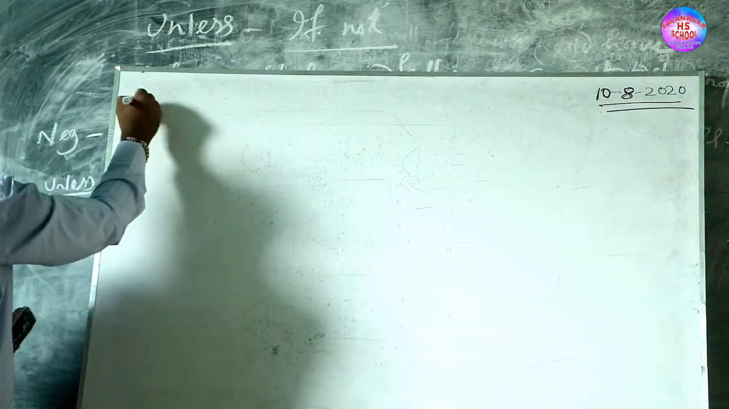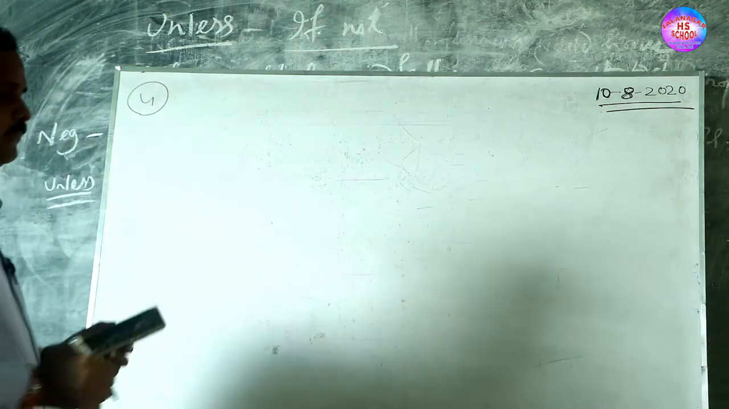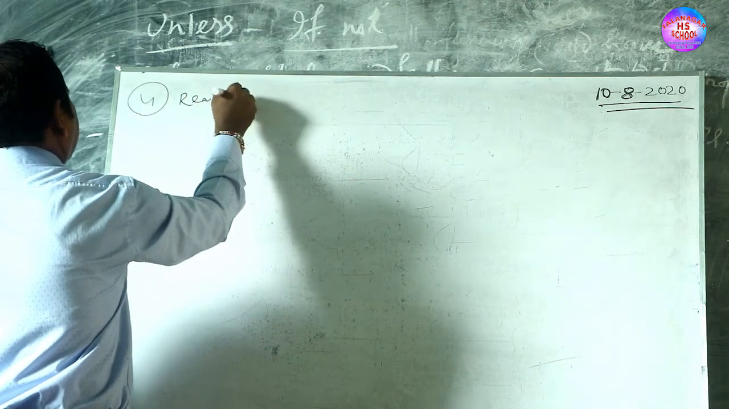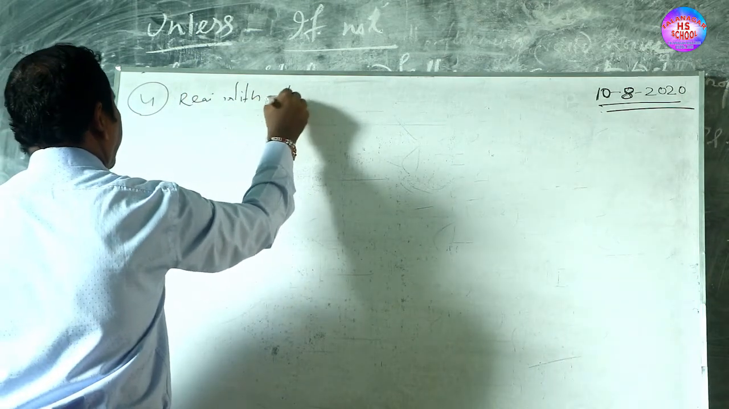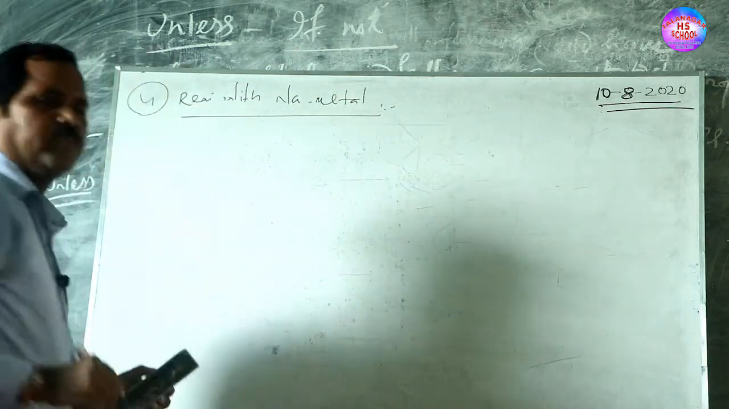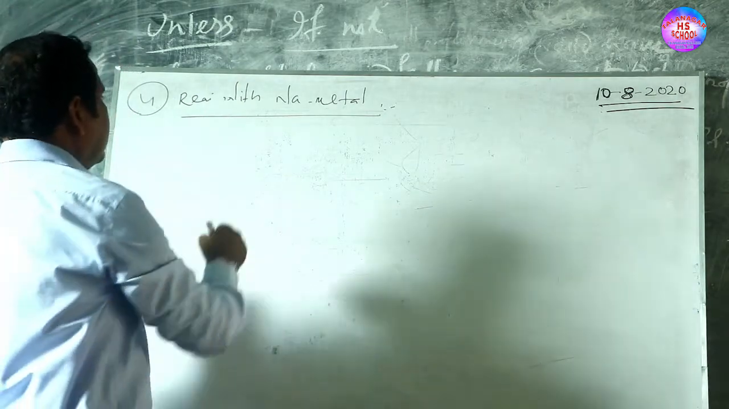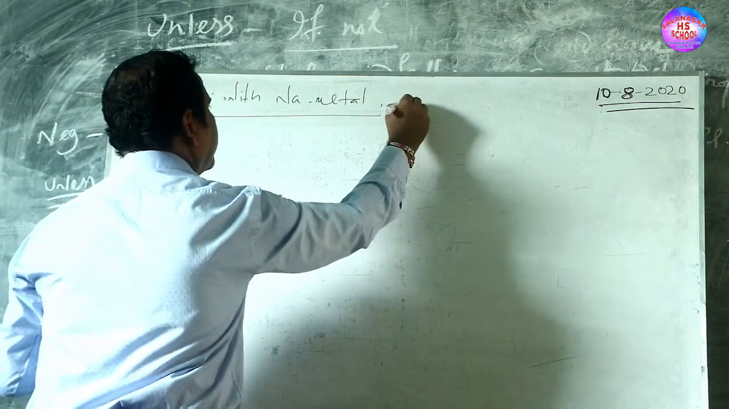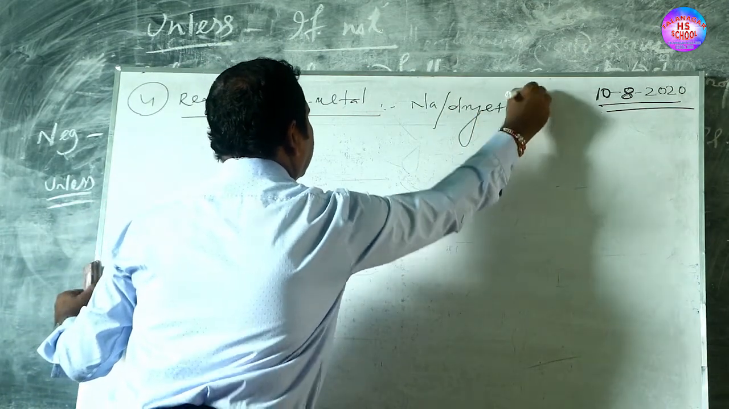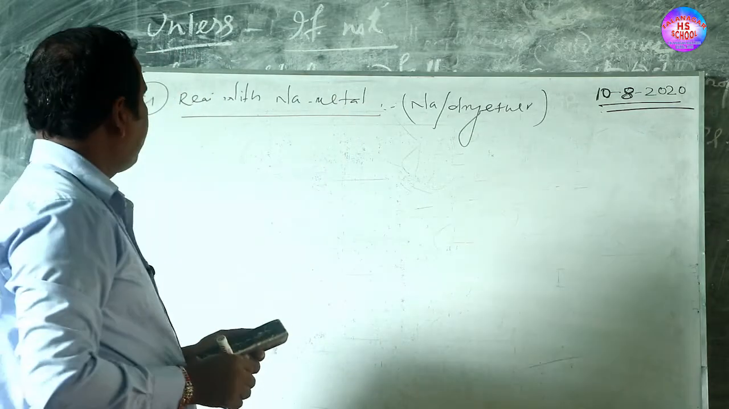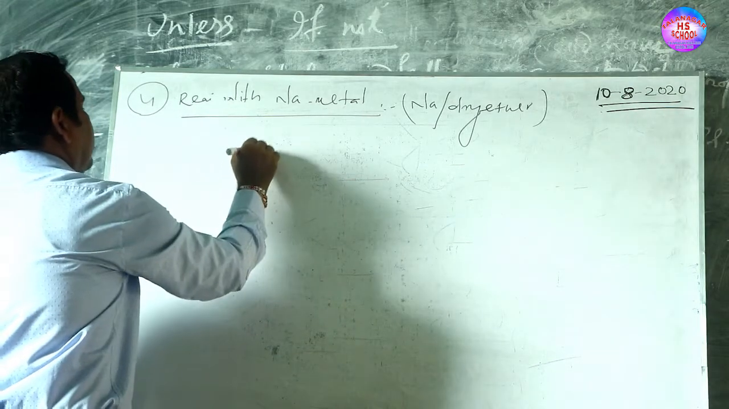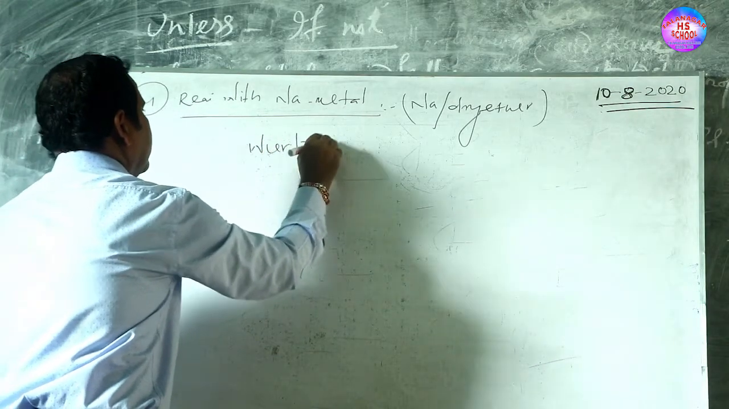And we see a fourth reaction: reaction with sodium metal. Sodium metal in presence of dry ether. This reaction is called Wurtz's reaction.